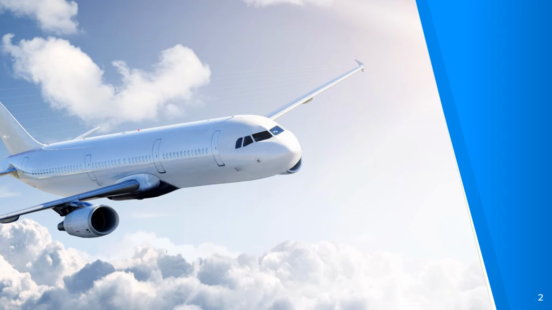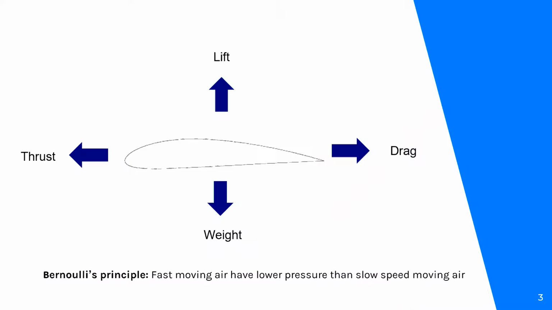Have you taken a flight before? Do you ever wonder why an airplane can fly in the air? Let's look at the diagram. This is an airfoil, a cross-sectional shape of a wing.